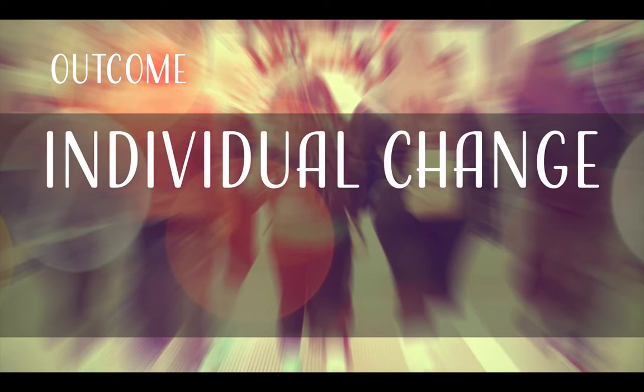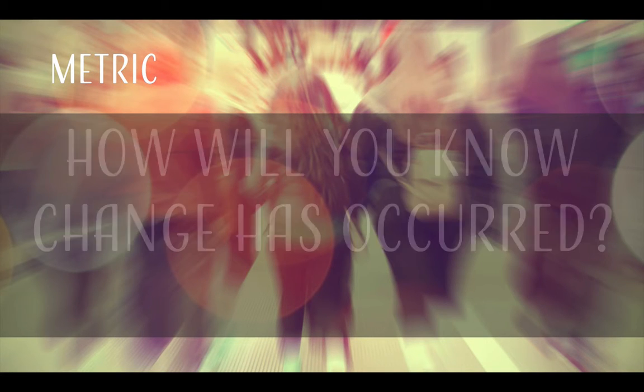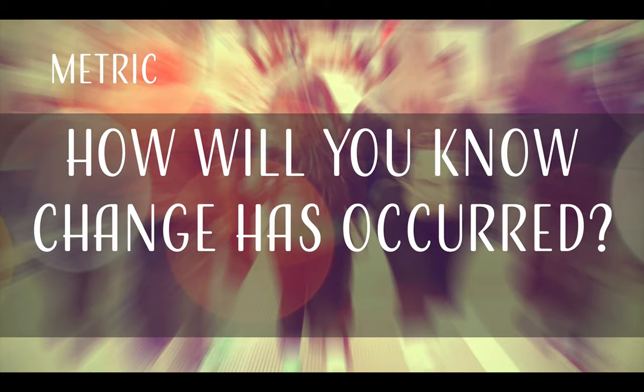So we're going to talk about outcomes after that. Individual level change. So this is for each individual that comes through your program, what kind of change would you like to see for them? And then metrics for that outcome. So specifically, how will you know that change has occurred?